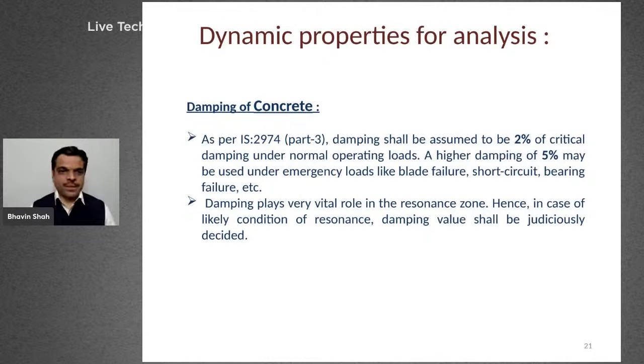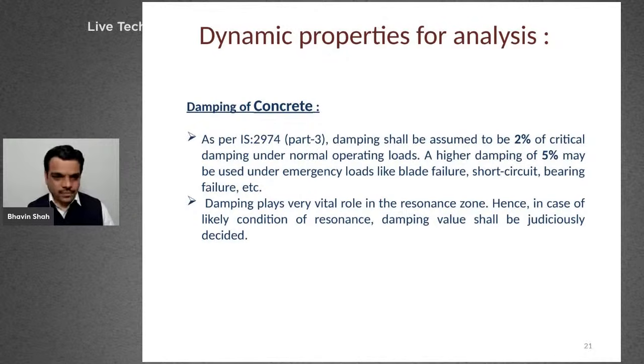One more thing about damping. So IS 2974 part 3 is suggesting that the damping shall be assumed to be 2% of critical damping under operating loads, and a higher damping of 5% may be used under emergency loads like blade failure, short circuit, bearing failure, etc. Meaning, for all operating load cases, the damping shall be considered only 2%, not more than that.